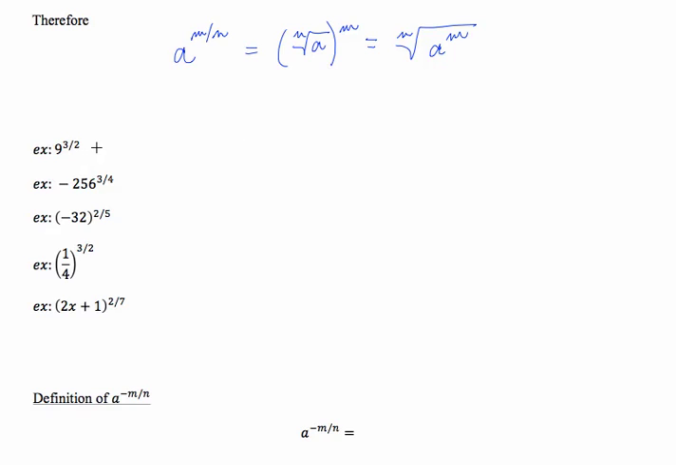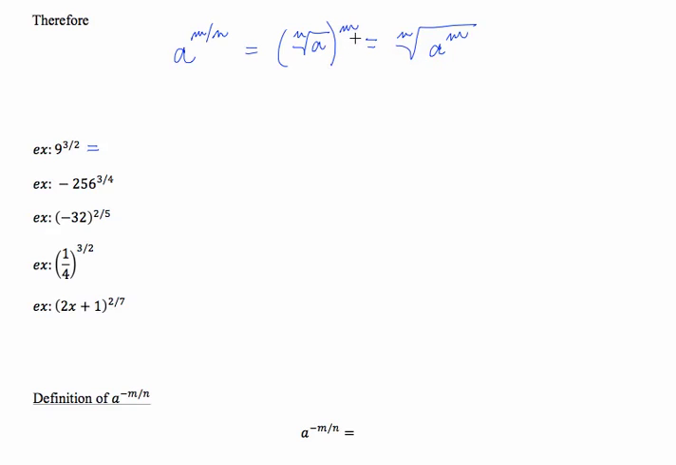We have 9 to the 3 halves. Now that doesn't really have an intuitive meaning to most of us, because although we know what 9 cubed is, that means 9 times 9 times 9, 9 to the power of 3 halves doesn't really mean much. So it's better to rewrite it as a radical so that we can understand what it actually means. Alright, and there's two ways to rewrite it.